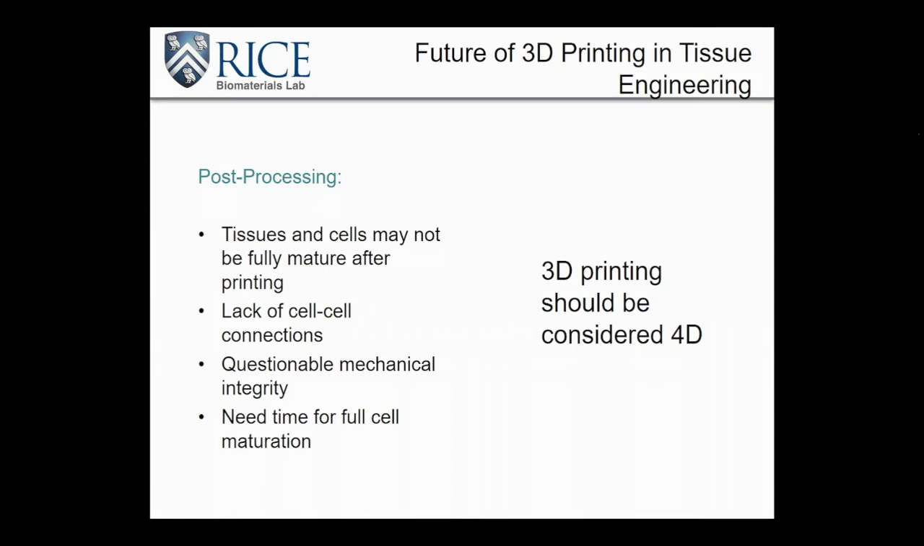And I like to say that 3D printing should be considered as more of a four-dimensional process because a lot of times we're so focused on getting the right printing parameters to improve our resolution and to print with cells and keeping them alive in a short period of time. But a lot of these bioinks actually prohibit some of the effects that make for producing a mature, fully differentiated tissue. And that includes things like a lack of cell-to-cell connections, questionable mechanical integrity, because all of these printing processes have limits on where you can adjust the mechanical properties of your scaffold.